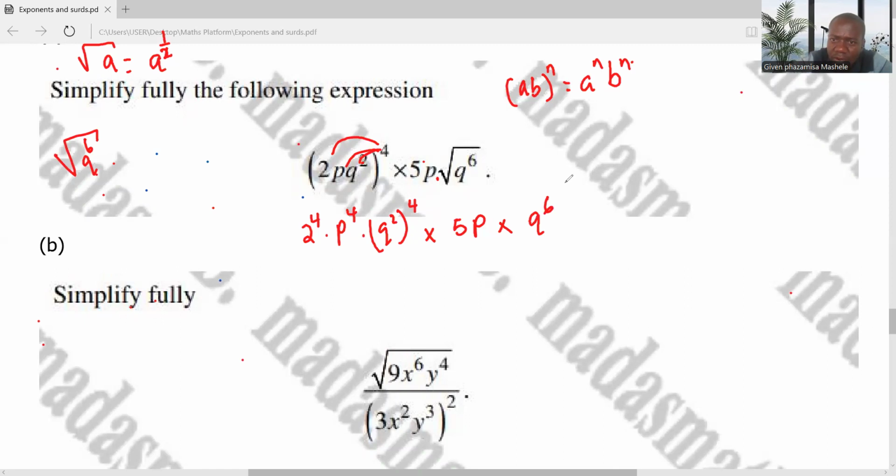Everything to the power of half because of this root sign. I believe we are following. So here we are using the case of the surd and the case of the bases, exponents that have multiple bases with the same power. But now we're going to use that one in some instances.